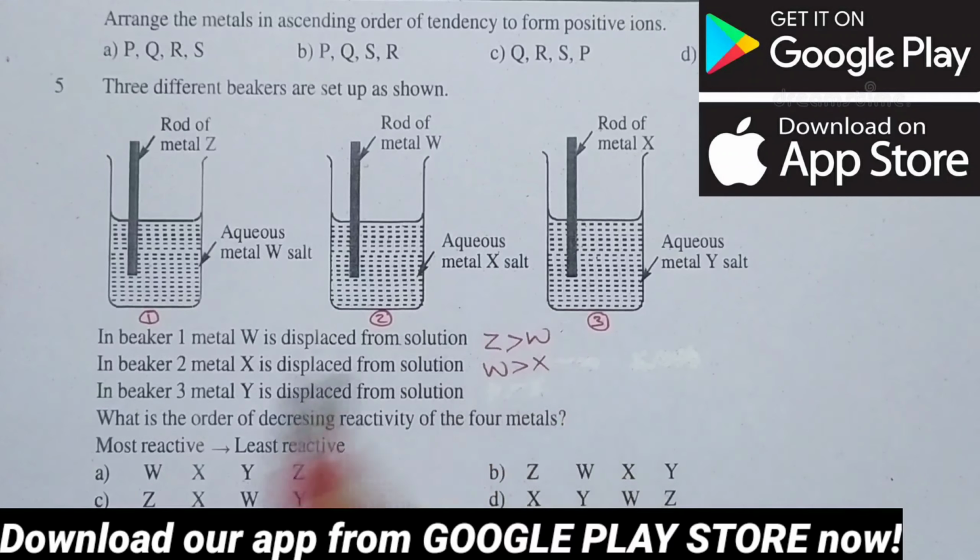Now let us conclude it from all the three. We can say Z is more reactive than W. So Z is more reactive than W. W is more reactive than X. And X is more reactive than Y. So this is decreasing reactivity of the 4 metals Z, W, X, Y. So here from option C, Z, W, X, Y. Option B is the right answer. Now we see question number 6.